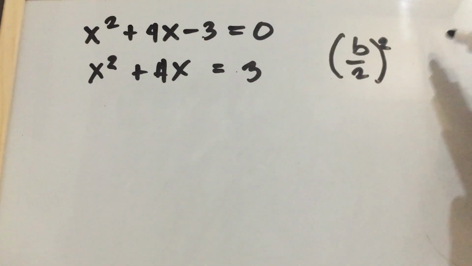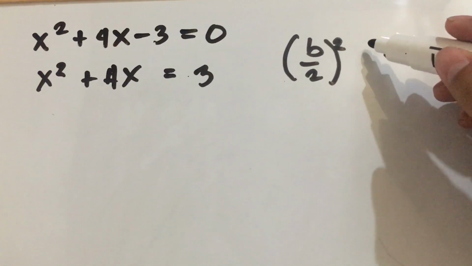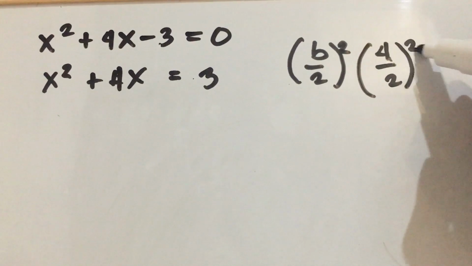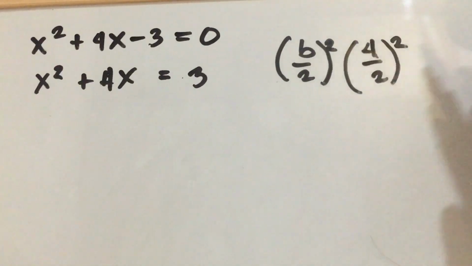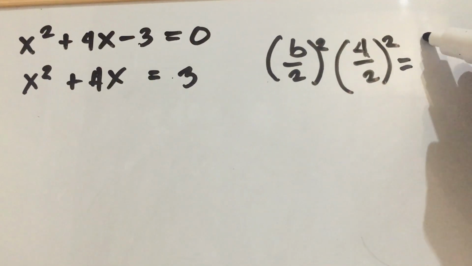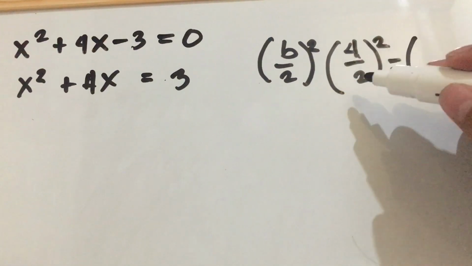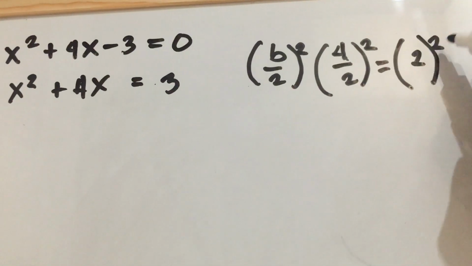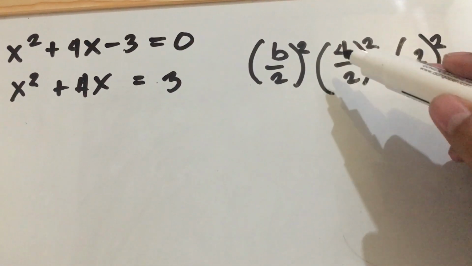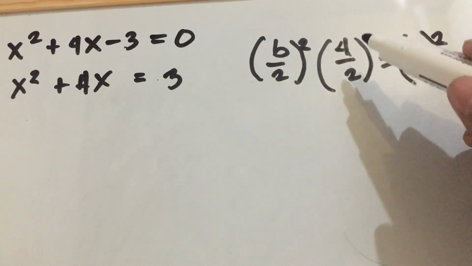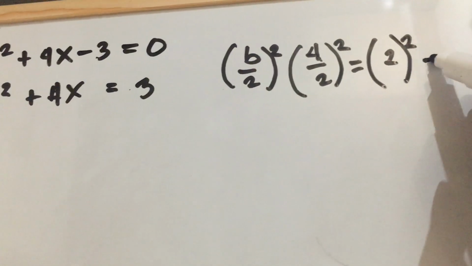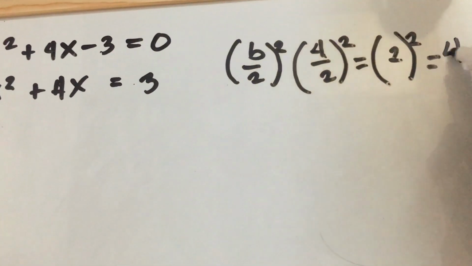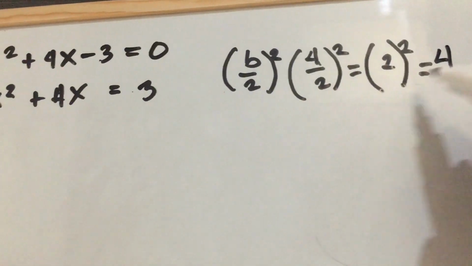So let us solve, the b is 4, so we have 4 over 2 squared. Again, that is the formula for completing the square. What we do is simplify first: what is 4 divided by 2? That is 2, and then we square it. So what is 2 squared? Again, 4 divided by 2 is 2, so 2 squared is 4. To make it easier, you can use a calculator.